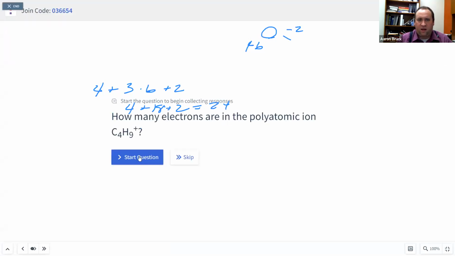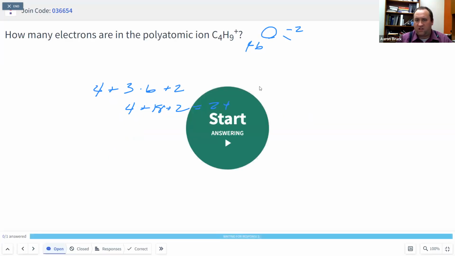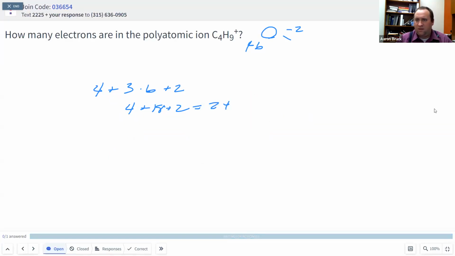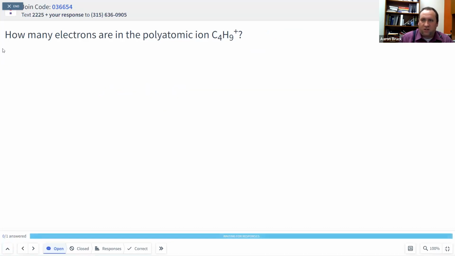Next one here, how many electrons are in this polyatomic ion, C4H9? Well, same kind of thing. We're going to evaluate each element individually. So 4 for each carbon, 1 for each hydrogen. So 4 carbons times 4 valence electrons each. 9 hydrogens times 1 each.